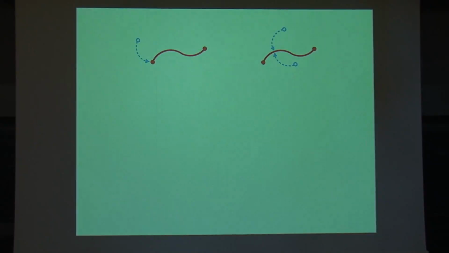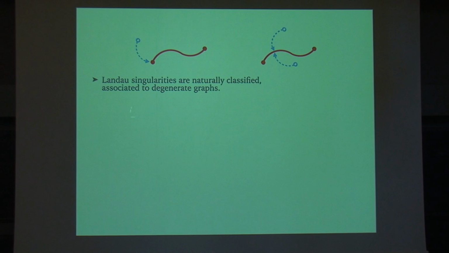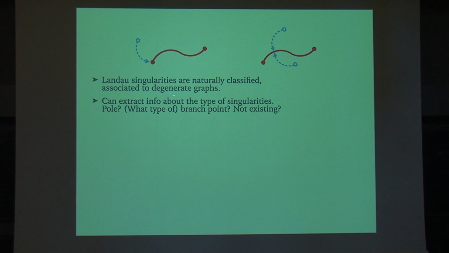Now here, let me quickly review some features of this analysis. First of all, the Landau singularities, which means the solutions to the Landau equations, are naturally classified according to how many alpha parameters there are, and they have a nice graphical interpretation connected to the so-called degenerate graphs. And also, for each solution, we can try to understand what kind of singularity this solution corresponds to. Are they poles or are they branch points? And in the case of branch points, what types, or also whether these solutions are actually a singularity or not.